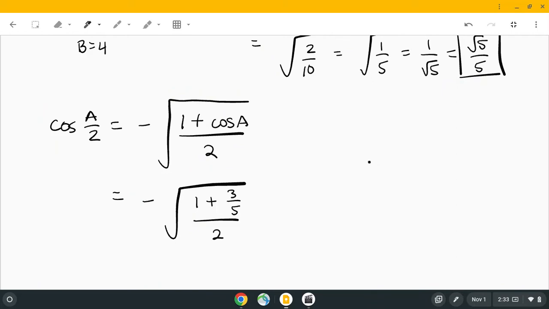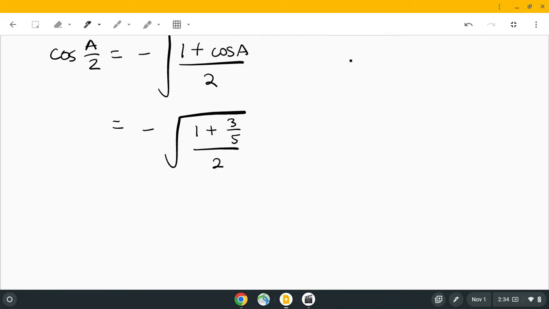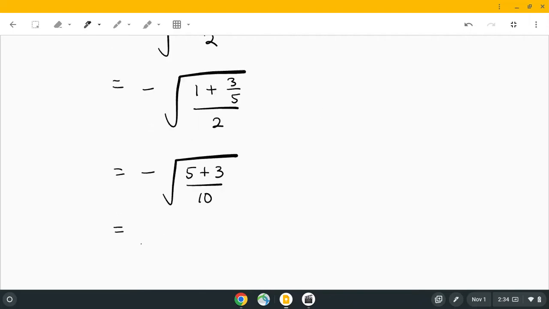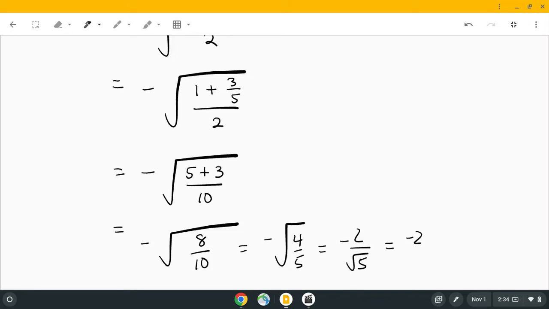All over 2. And just like the previous problem with sine A over 2, I'm going to cancel out this 5 by multiplying everything by 5. So I get negative, 5 plus 3 all over 10, and I get 8 over 10, and I get 4 over 5. And so that's just going to be 2 over square root 5. And so I get negative 2 square root 5 over 5.